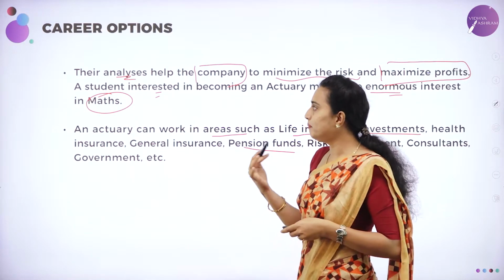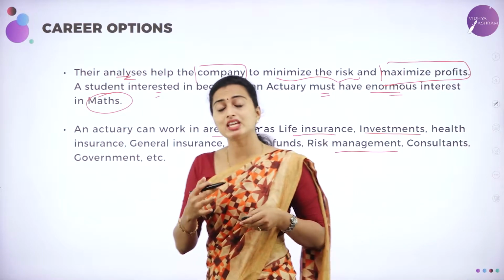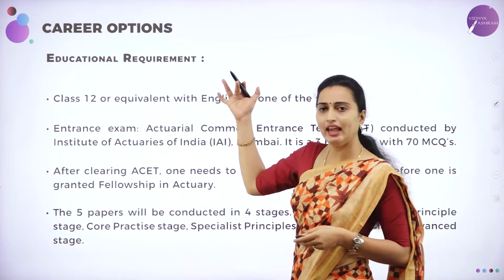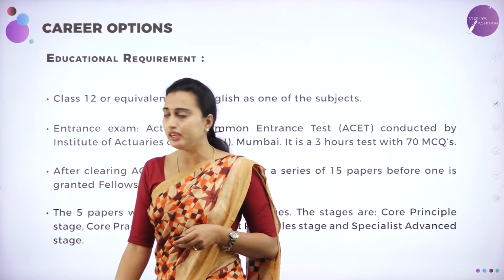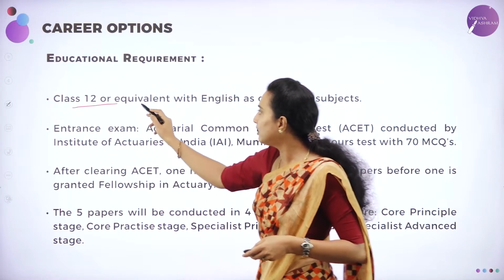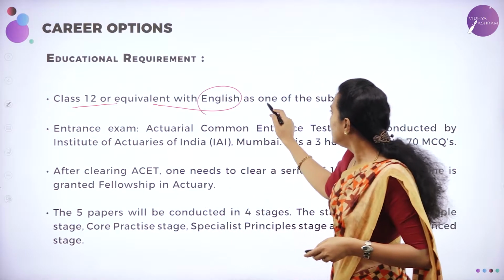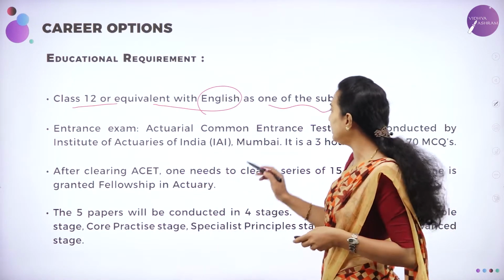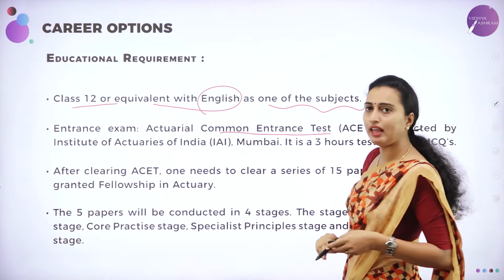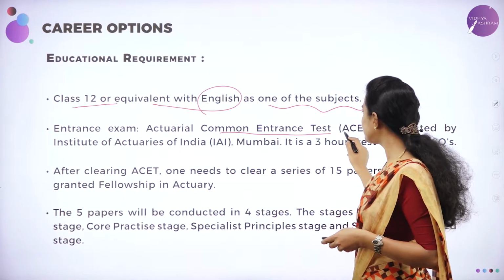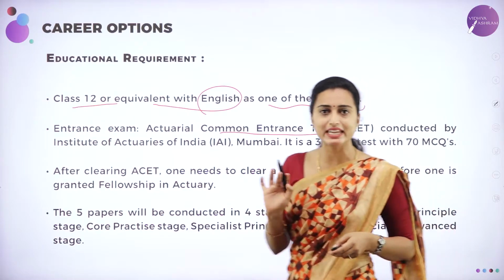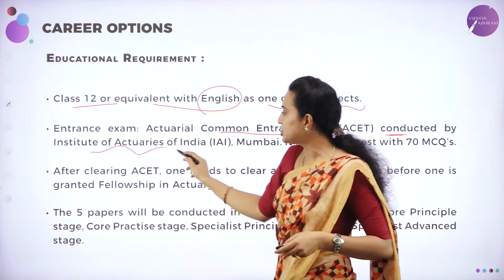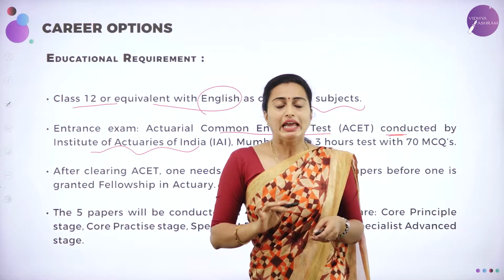Okay. Next we'll be moving on to what are the educational requirements to become an actuary. Here the educational requirement is class 12th or an equivalent with English as one of the subjects. And the entrance exam you have to write is the Actuary Common Entrance Test, ACET, okay? Conducted by which institute? The Institute of Actuaries of India, Mumbai.